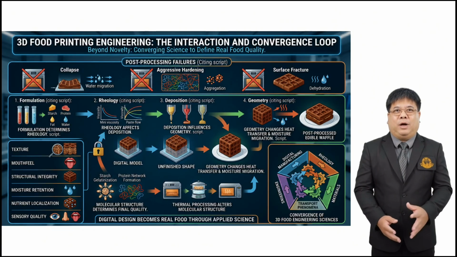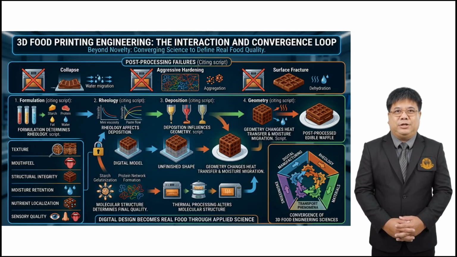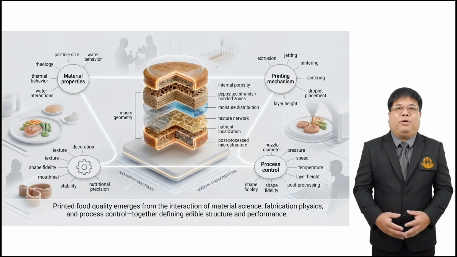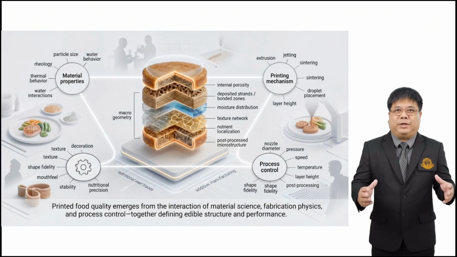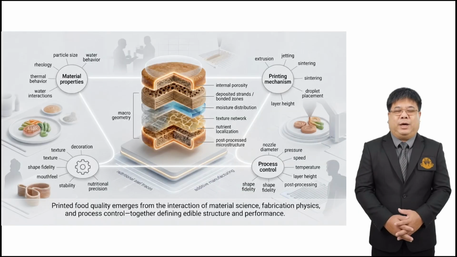The final quality of a printed food product is not determined by shape alone. It emerges from interaction. Formulation determines rheology. Rheology affects deposition. Deposition influences geometry. Geometry changes heat transfer and moisture migration. Thermal processing alters molecular structure. And together, these interactions determine texture, mouthfeel, structural integrity, moisture retention, nutrient localization, and sensory quality.